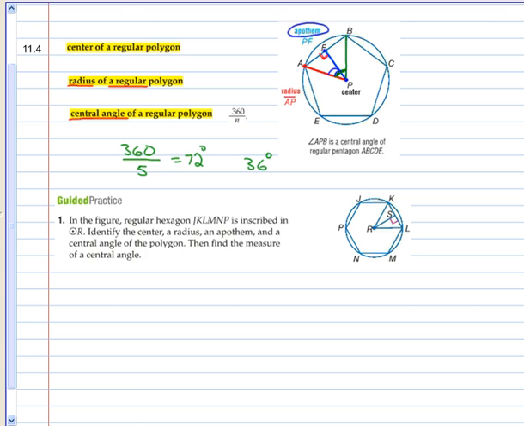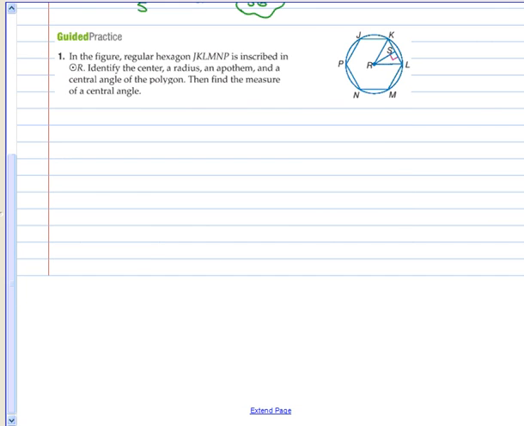Now that 36 degrees does not make a special right triangle. It's not a 30, 60, 90. But it does make a right triangle with an angle, so I bet we could use trig functions if we needed to. Sine, cosine, tangent to find some missing lengths. All right. So let's come down here.